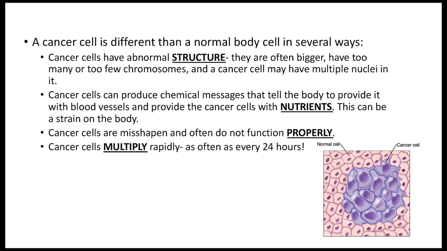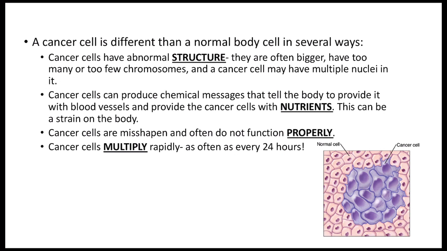A cancer cell is different from a normal body cell in several ways. Cancer cells have abnormal structure, and they are often bigger, have too many or too few chromosomes, and a cancer cell may have multiple nuclei in it. So basically, they're reproducing so quickly that there's tons and tons of errors, and none of them are being corrected.